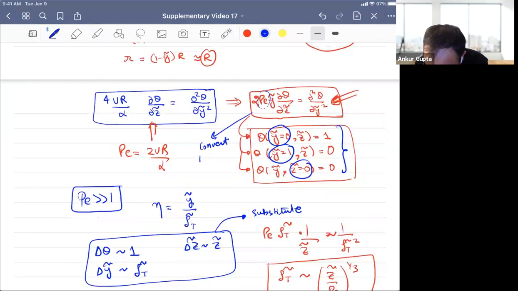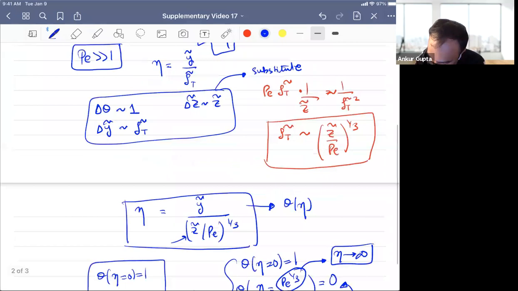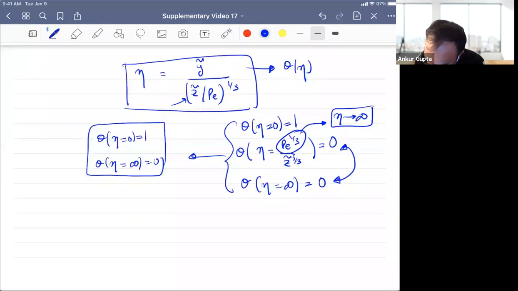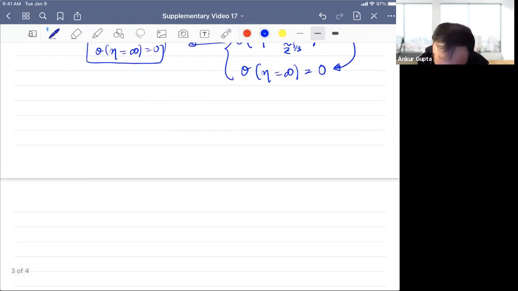Okay, so our next objective is to convert this equation into eta. Let's convert this equation into eta and see what happens. So let's do this together. We have del theta by del z tilde, which is d theta by d eta into del eta by del z tilde.